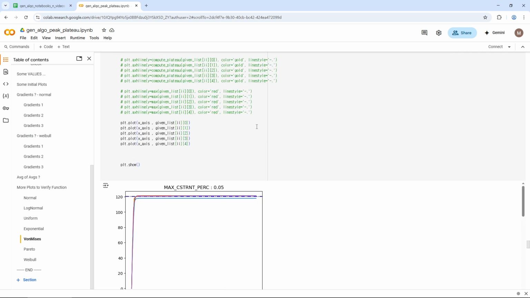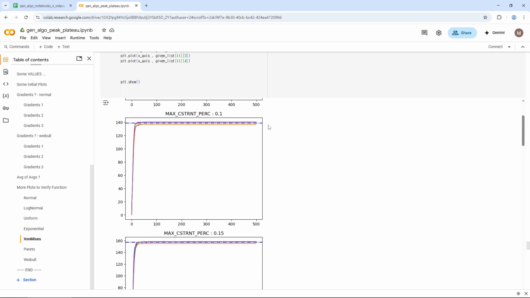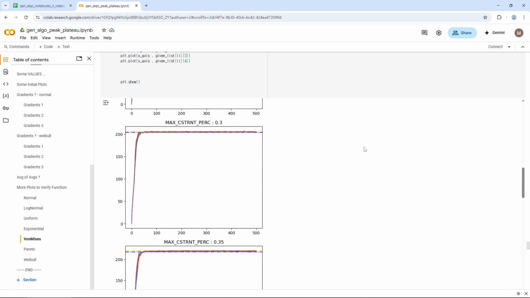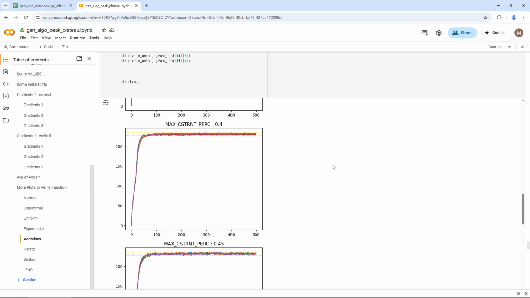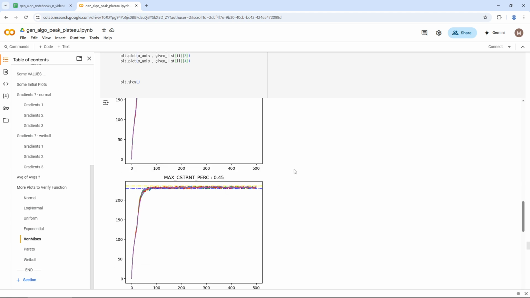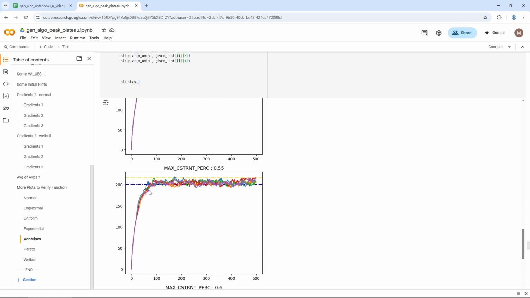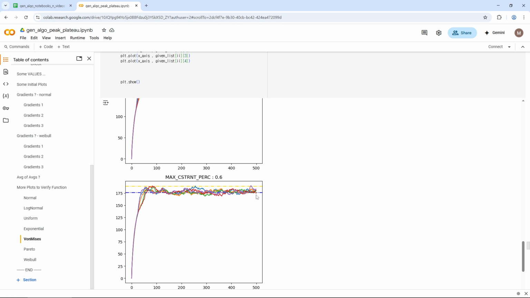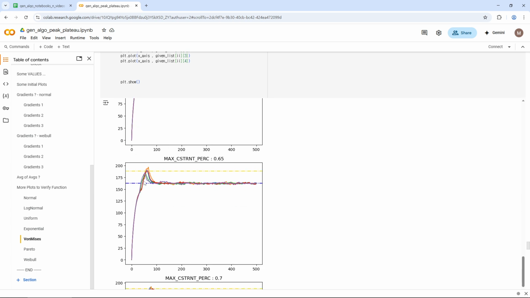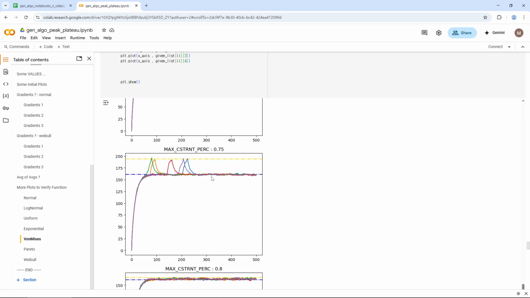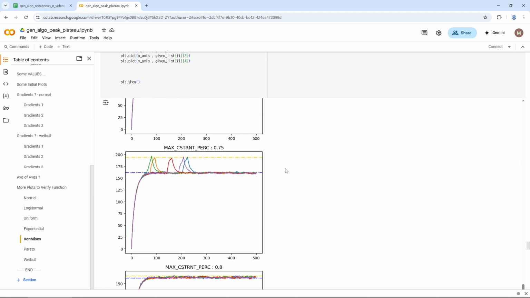For the von Mises distribution, same story. At 45%, we see them separate. 50%, yes. 55, yes. 60%, yeah. 65, oh yes. 70%, oh yeah. 75, yes. The blue is the plateau.